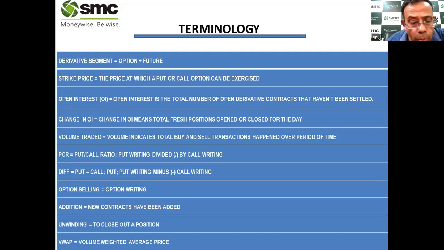Option selling and option writing is one and the same thing. Whenever we say that option writers are active, we are referring to option selling only. You may have listened to many anchors, or read on many platforms, that call writers are more active, that is why the market is going down, or put writers are more active, that is why the market is going up. So it is basically referring to option selling in the market.